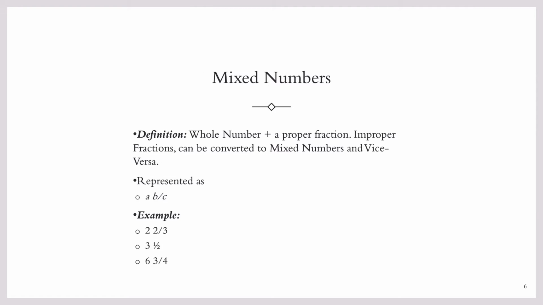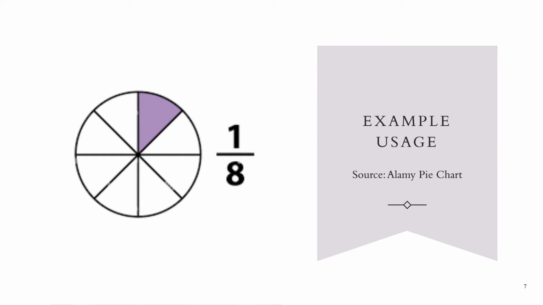And lastly, we have mixed numbers. Mixed numbers are whole numbers plus a proper fraction. Improper fractions can be converted into mixed numbers and vice versa. What we mean here is that improper fractions can be written as mixed numbers. And how we do that, we will look at later. They are represented as A, B over C, where A is the whole number and B over C is the proper fraction. An example could be 2 whole 2 upon 3, 3 whole 1 upon 2, or 6 whole 3 upon 4. Let's take a look at this example.